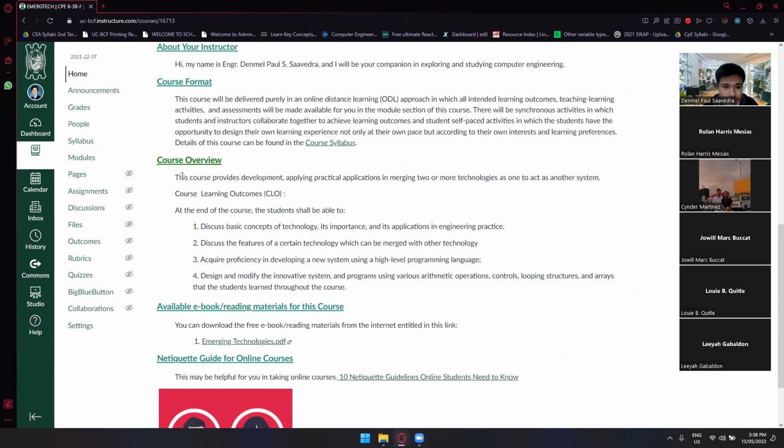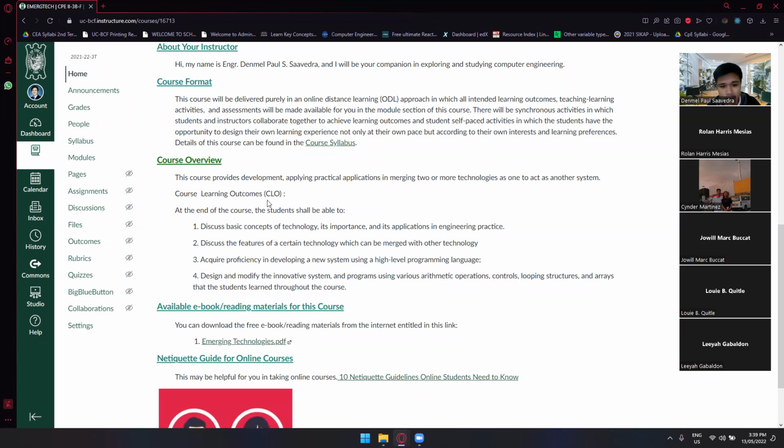And here is the course learning outcome of this subject. This course provides development, applying practical applications, and merging two or more technologies as one to act as another system. Here are the course learning outcomes that you will be able to learn once you're done with this subject. At the end of the course, you will be able to discuss the basic concept of technology, its importance and its applications in engineering practice.